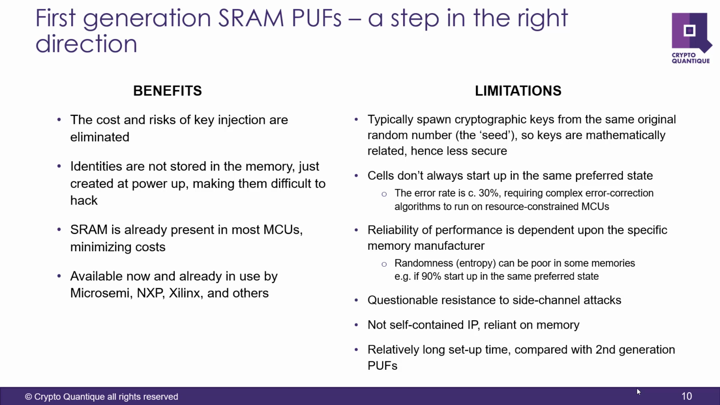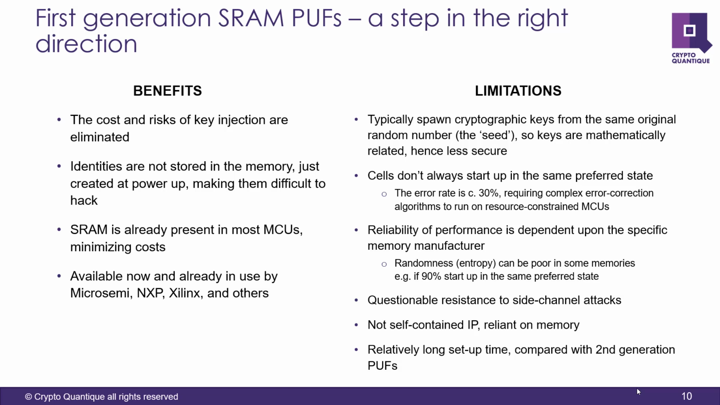They can provide software to create SRAM PUFs. Some of the limitations, however, are that this generally tends to be only one seed, and if you want multiple cryptographic keys you have to generate them from this common seed, which means that they can be mathematically correlated. Cells don't always start up in the same preferred state. This means that you need some kind of helper data or additional information to make sure that the key or seed that you're going to create from the cell is actually stable and is repeatable. The reliability of the performance is dependent on the specific memory manufacturer, so sometimes the entropy of an SRAM based PUF can be quite poor.